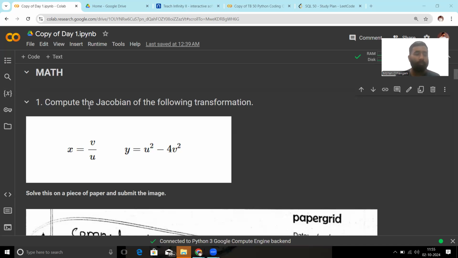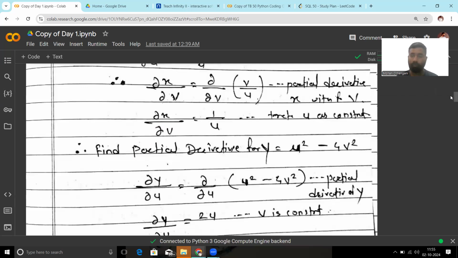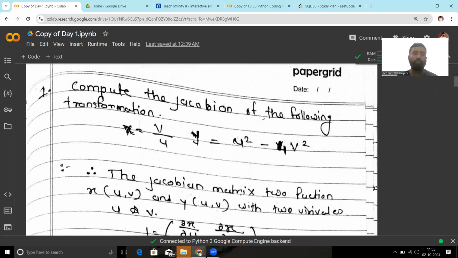Our problem statement is to compute the Jacobian of the following transformation. Let me start. Let's consider that there are two variables, x and y, and two functions. There is a Jacobian for the transformation, and then we start. So the Jacobian matrix is for the two functions x(u,v) and y(u,v), with u and v as the variables and x and y as the functions.